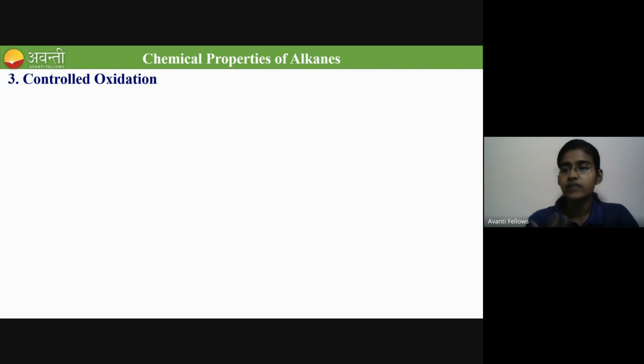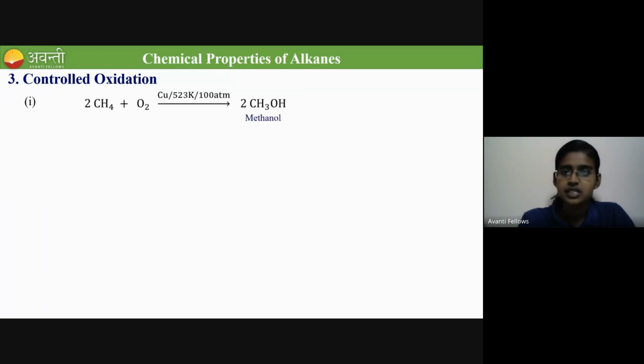So how are we going to control the reaction? You can increase the pressure, or increase the temperature, or add some catalyst. So using these three ways, you can alter a chemical reaction. Under this controlled oxidation, I am going to give you 4 reactions.